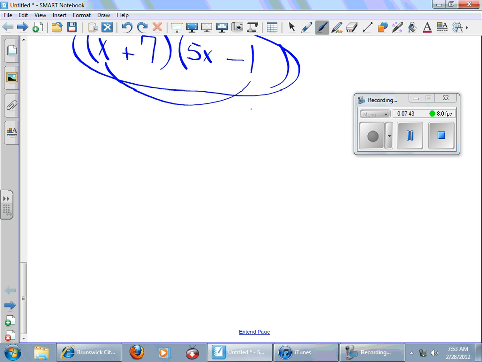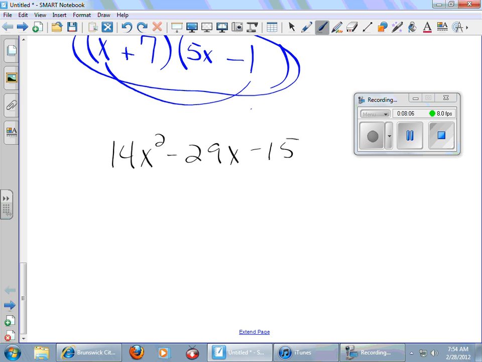All right. Let me see here. Got one more example for you. And this will be, I'm doing it again. I'm writing down the answer. 14x squared minus 29x minus 15.